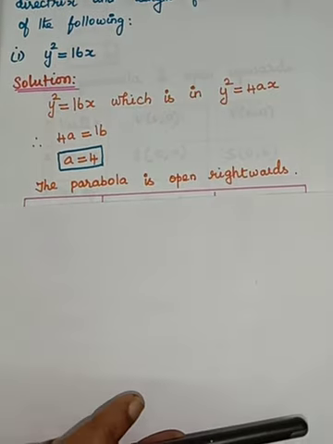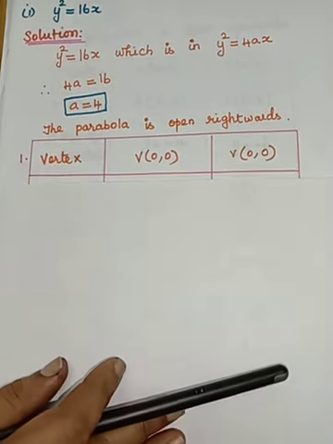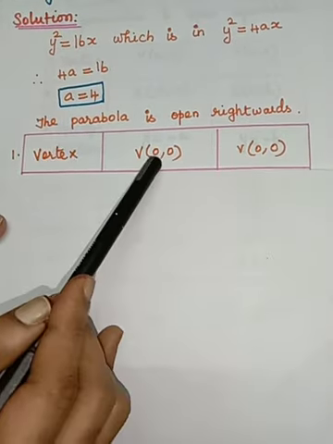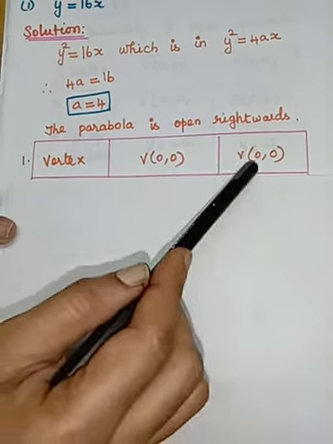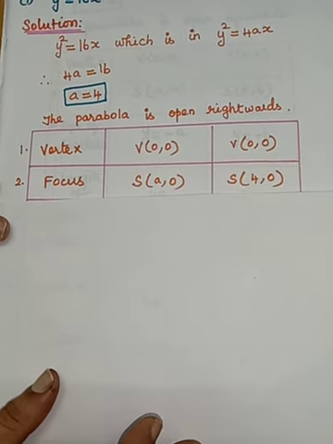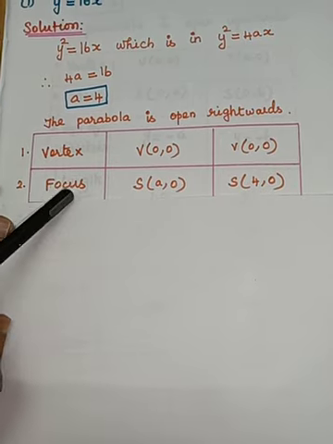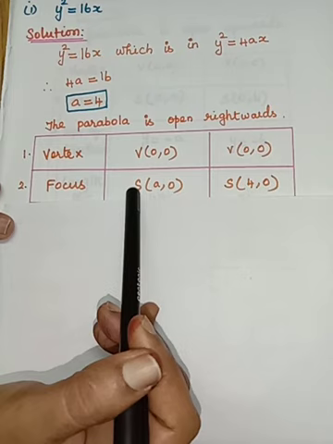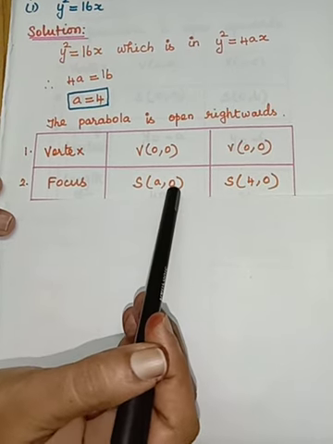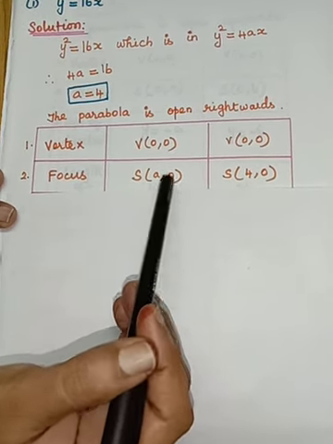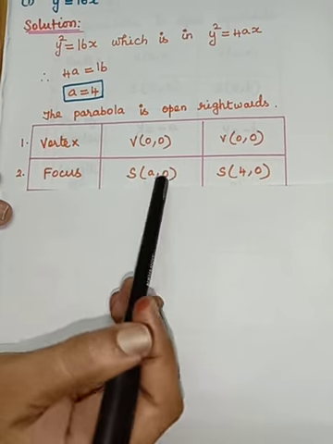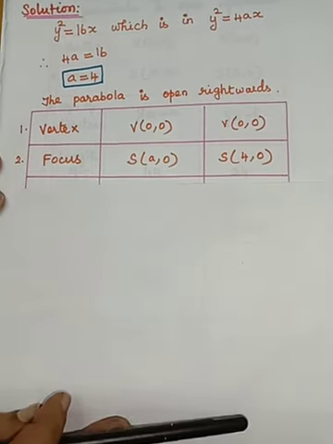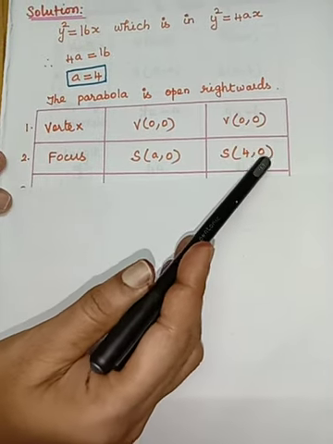of the latus rectum. So see now the vertex, the parabola is in the standard form. So the vertex is the origin 0, 0. Okay, I have written. So the next one, focus. You see that focus is very important. See now the parabola is open rightward. So the focus is a, 0. In the place of a, what you are having? 4. So the focus of the given parabola is 4, 0.